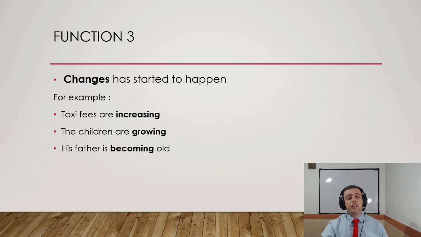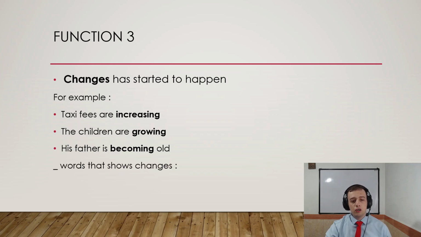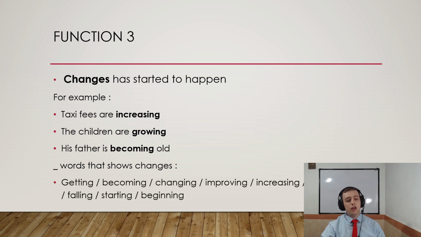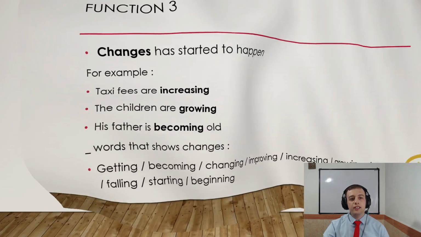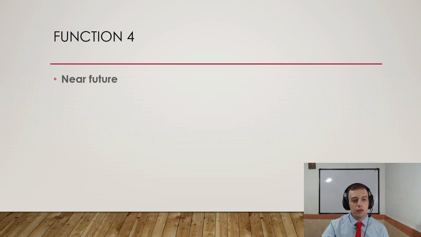For example, my computer is becoming old because I have had it for 12 years. All right, and here you can see the words that show changes: getting, becoming, changing, improving, increasing, growing, rising, falling, starting, and beginning. These verbs show the changes. All right, so let's go to function 4.